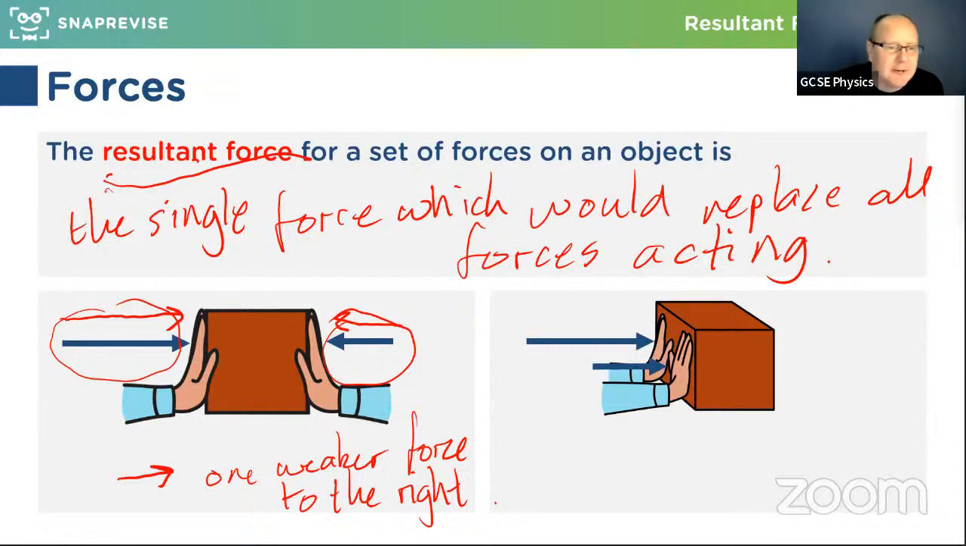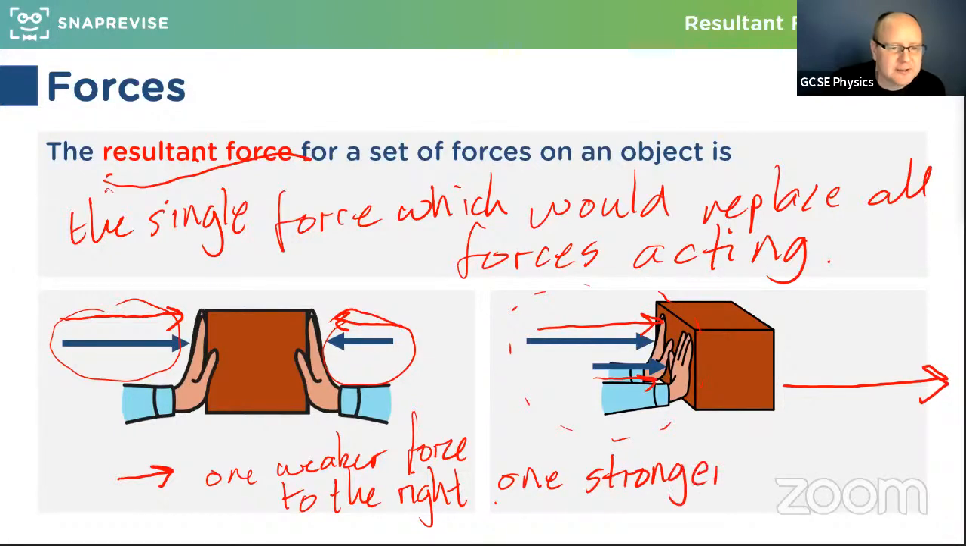And on the right-hand side here at the bottom, we've got two forces which are both acting to the right, one of larger magnitude than the other. And in this case, because they're both acting right, we're going to end up with one stronger force acting to the right. So these vectors are both acting in the same direction. So we add their magnitudes together and we've got one stronger force to the right. That would be the resultant force in that case.